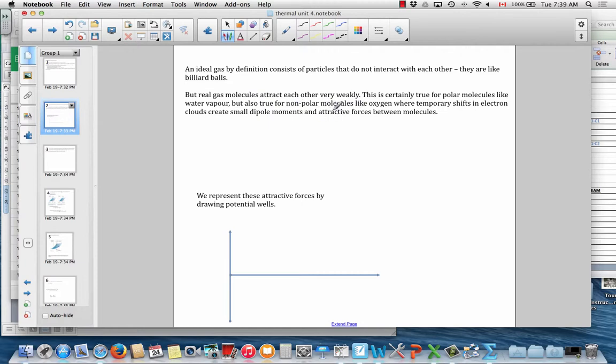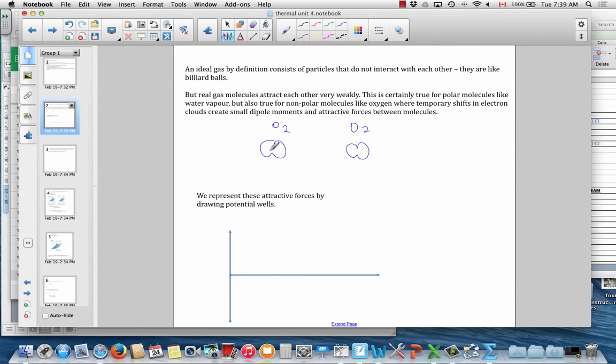Now, polar molecules, of course, will interact very strongly, and water being a polar molecule has a really strong interaction with other water molecules. But even for nonpolar, say like oxygen, you get a fairly weak but nonetheless present interaction between the two molecules. Oxygen's diatomic, so here's a terrible picture of an oxygen molecule.